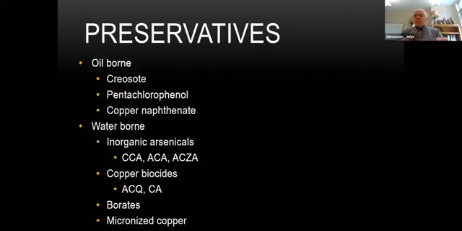So the different kinds of preservatives, and we just use blue dye in the treatment lab, but typically there are two different classes of preservatives, oil-borne and waterborne. The most common in the marketplace for oil-borne are creosote, pentachlorophenol, and copper naphthenate. Of these, pentachlorophenol is not used so much anymore. It used to be king. It used to be the most commonly used preservative, but it's quite toxic and also contains dioxin.